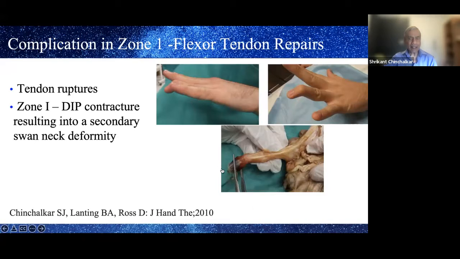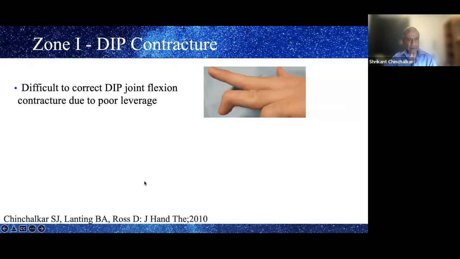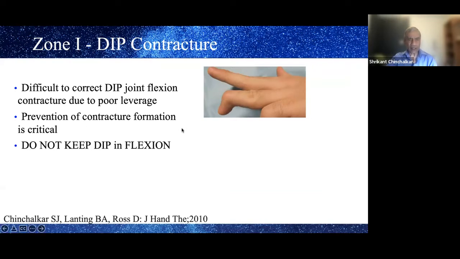So as a result, patients will have an established DIP joint flexion contracture, but on top of that, because of the translation of the lateral bands dorsal to the anatomical axis of rotation at the PIP joint, the volar plate will become lax over time, and now the person has volar plate laxity. In addition to that, the person has a secondary swan neck deformity. DIP joint flexion contracture is difficult to correct because of the poor leverage system. So in order for us to be proactive, preventing the flexion contracture formation is very critical.